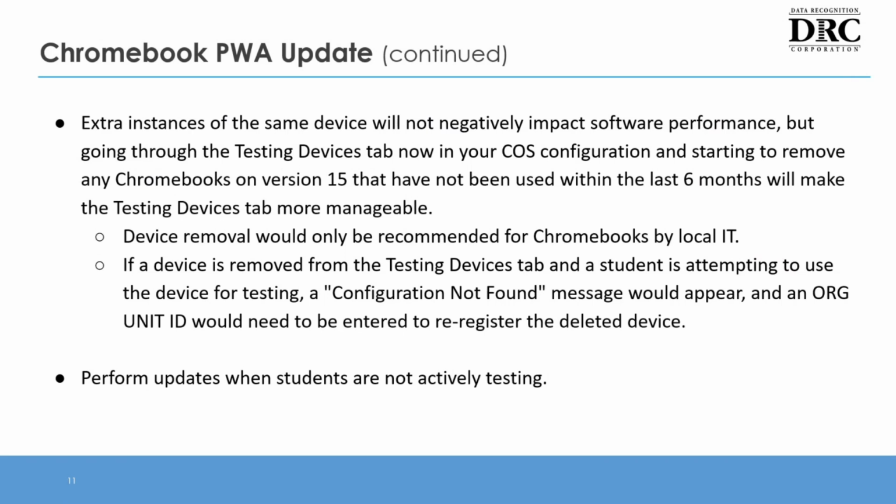We only recommend that this type of device removal would be done by local IT, but not to worry if a device is removed from the Testing Device tab by accident and a student is attempting to use one of these devices for testing. They'll receive a configuration not found message when the app is launched, and then either the student or test administrator could enter the org unit ID, and then the student would be forwarded to the testing page and be able to move on as prompted.